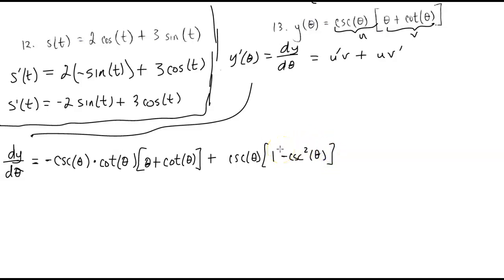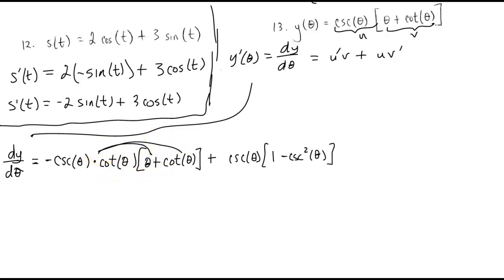All right, so at this point, what we want to do is go ahead and try to simplify as much as we can. And the easiest thing that we could do here for this first term is just to distribute this negative cosecant theta times cotangent theta to both terms here.